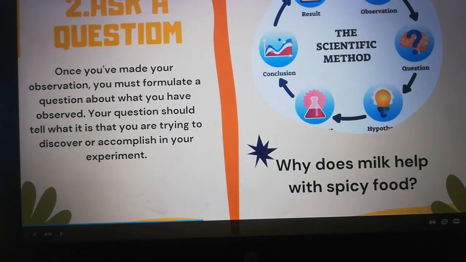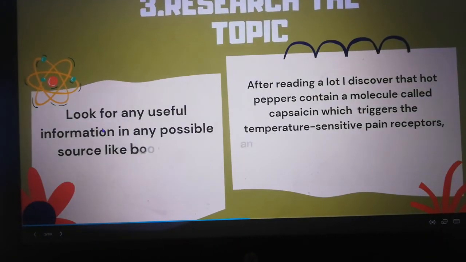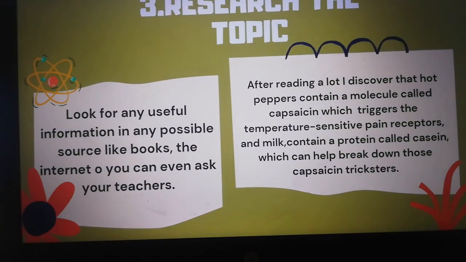And we move to the third one, to research the topic. What I mean is to search for information about the topic. You have to look for useful information in any source, like books, the internet, or even teachers. You can easily ask teachers about information that you need.